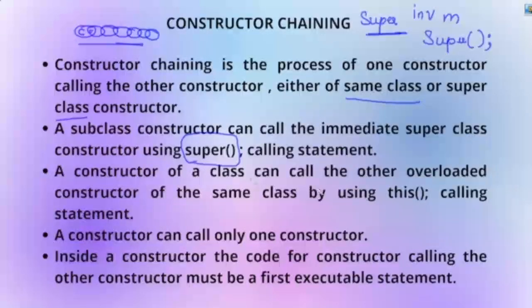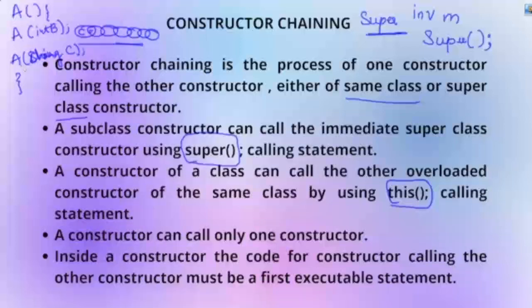A constructor of the class can call another overloaded constructor of the same class by using the this keyword calling statement. So what is this keyword? You can see here, a constructor of the class can call other overloaded constructors of the class. Now, if you are having an A class and inside this A class, you are having a constructor, for example int B, and you have another constructor with string C, you can call either this constructor or this constructor in the same class by using the this keyword.